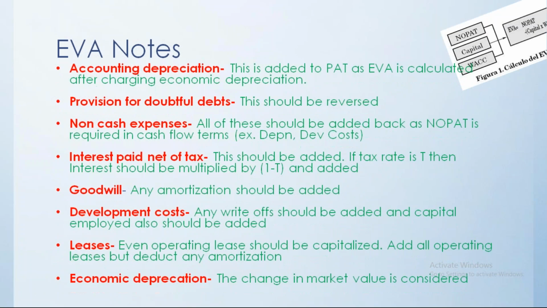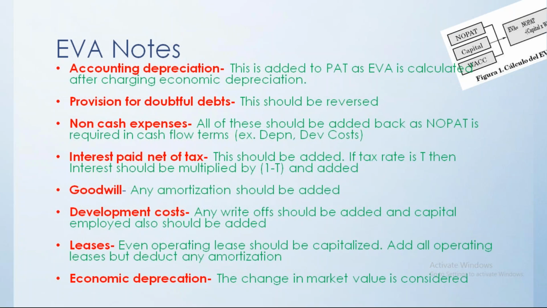There are a couple of things. Accounting depreciation should always be added back, and we charge economic depreciation. Doubtful debts, it's a book entry, should be added. Non-cash expenses like depreciation and development costs should be added back.